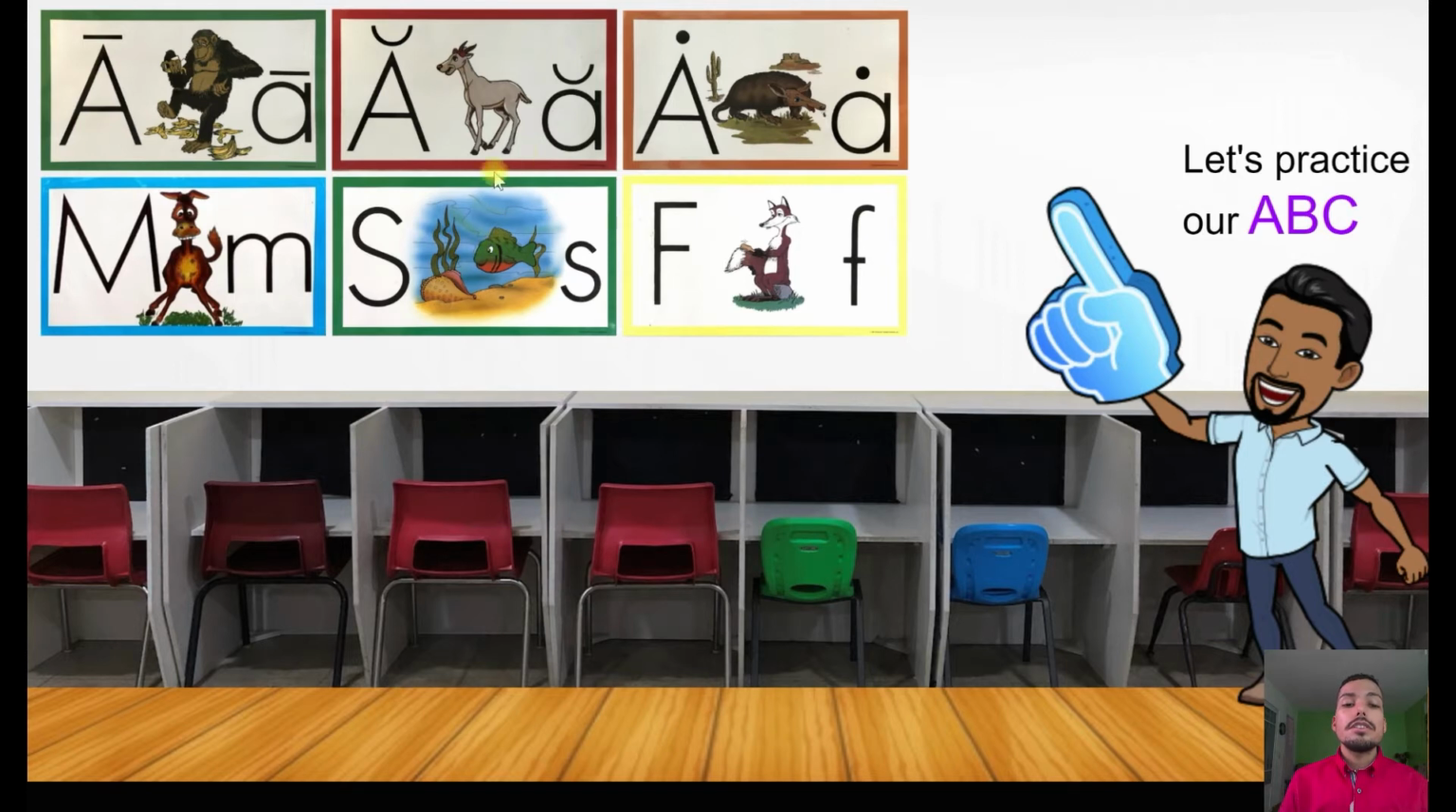Sunfish. And sunfish has a letter that sounds s. So when you see the letter S, it's going to sound s. Very good, okay? The next friend here, its name is fox. And fox has a letter that sounds f. So the letter F sounds f. Very good, okay?